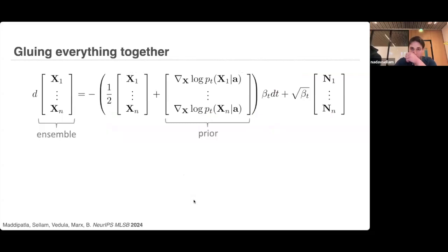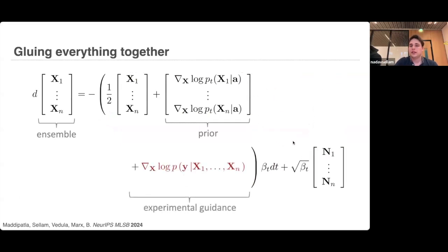So how do we put everything together? We will start by expanding the current diffusion SDE over multiple protein conformations. This is very simple using basically matrix notations. But we introduce the experimental likelihood function as a guidance term in the SDE. We integrate this SDE and we will render protein structures that are extremely faithful to the experimental observations.